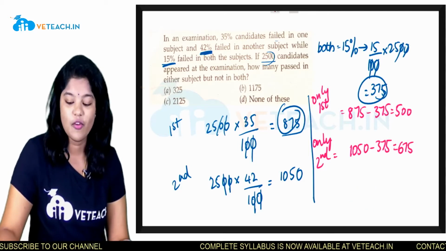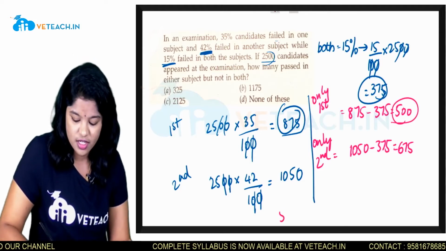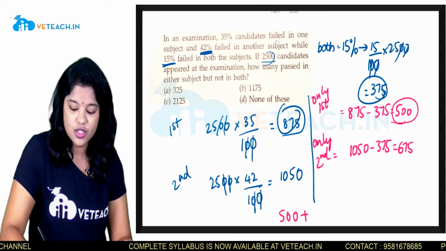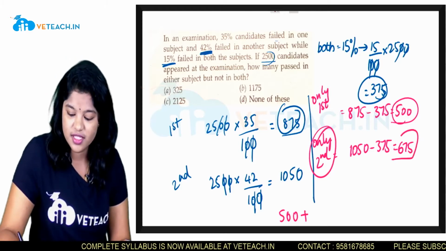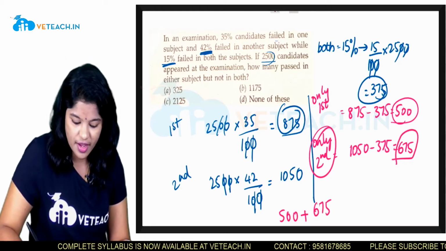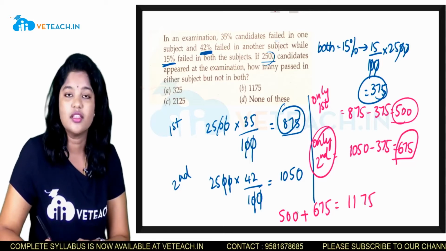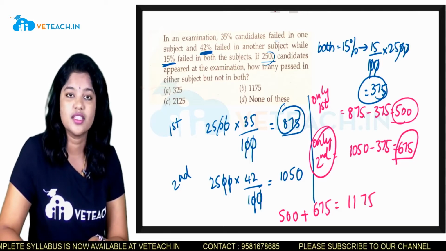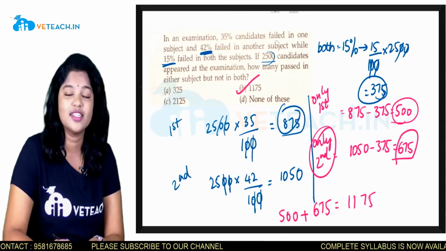So, students who have failed in the first subject means they have passed in the second examination. So, 500 plus students who have failed in the second examination, which means they have passed in the first examination, that is 675. So, total 1175 students have passed in both the subjects. That is option B is our correct answer.